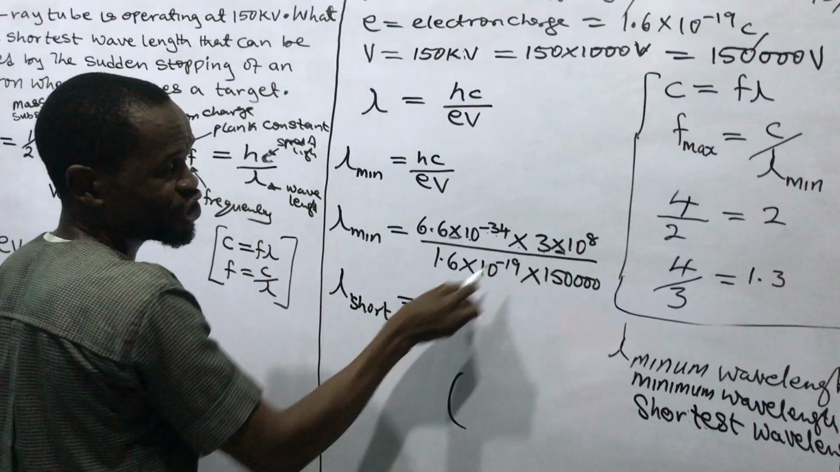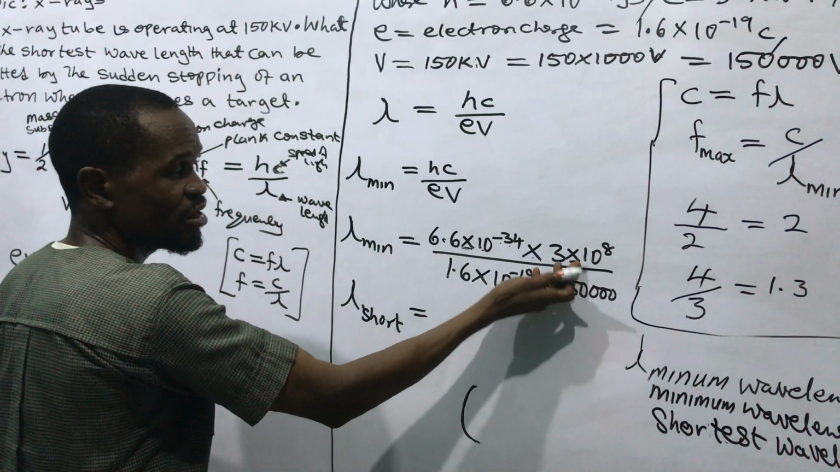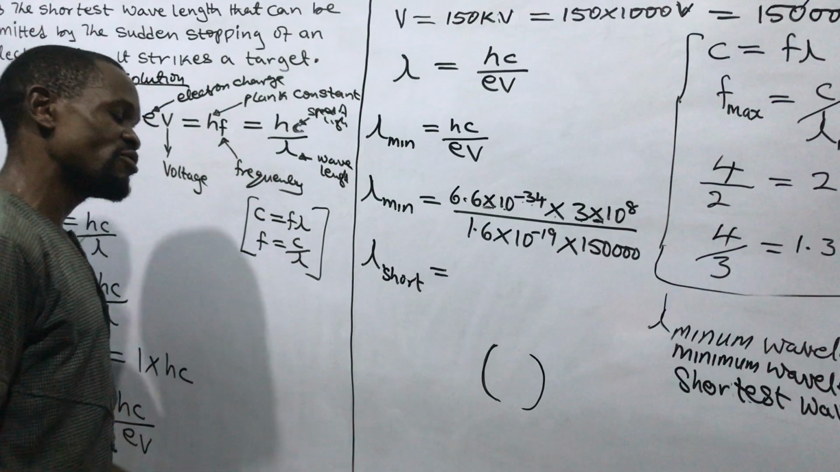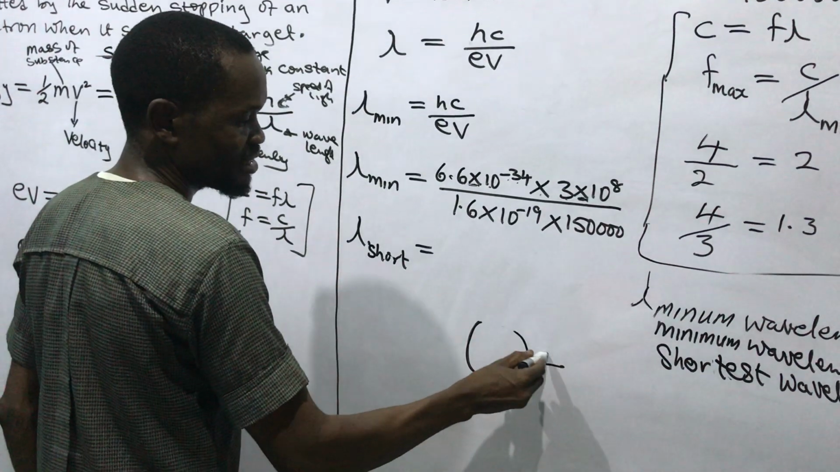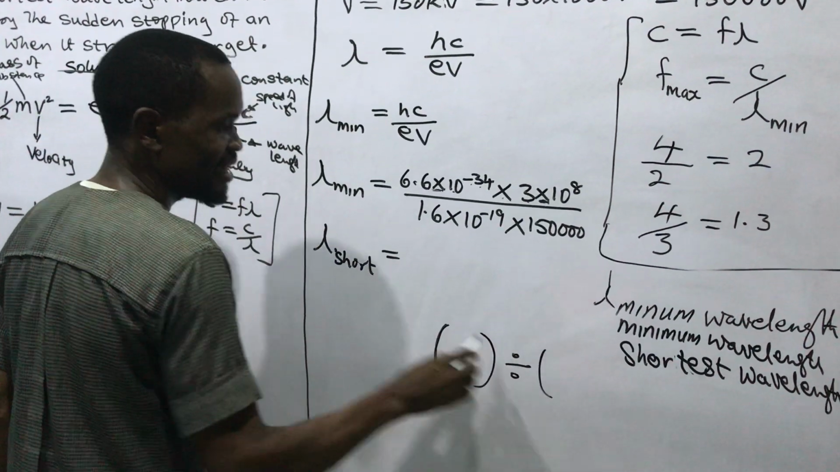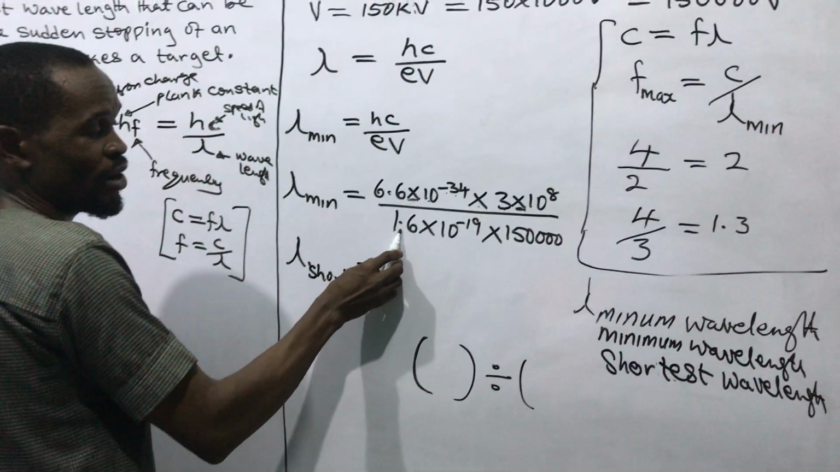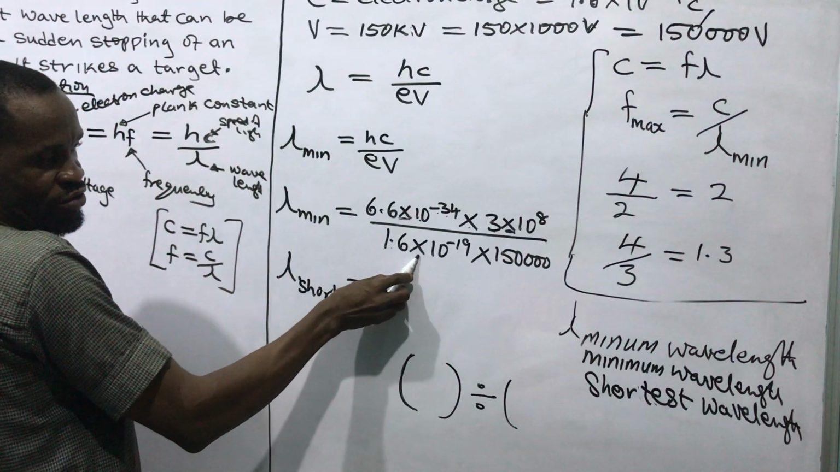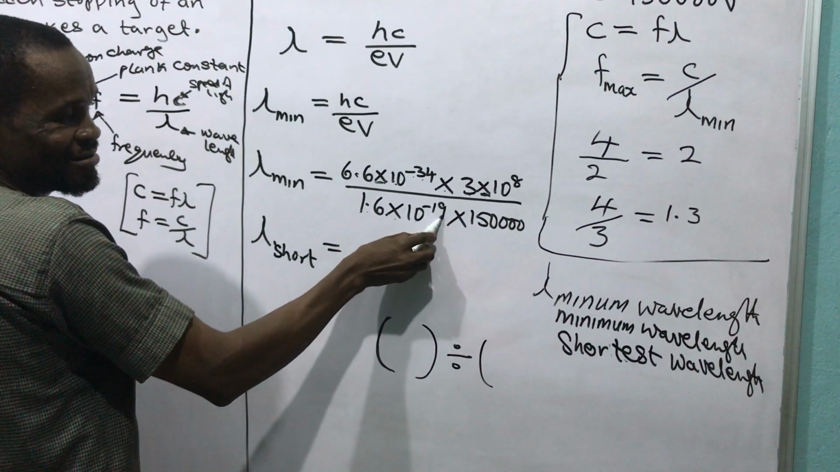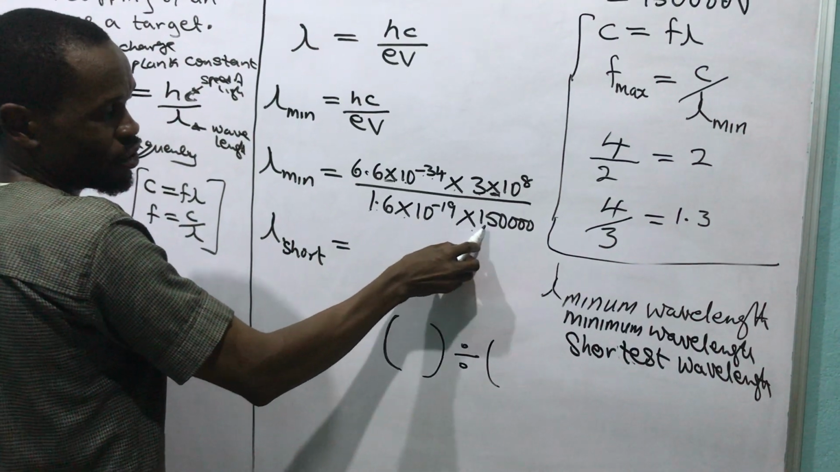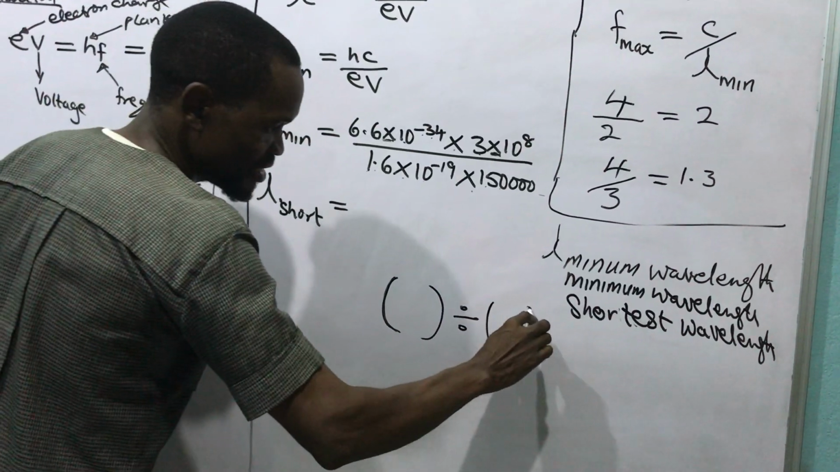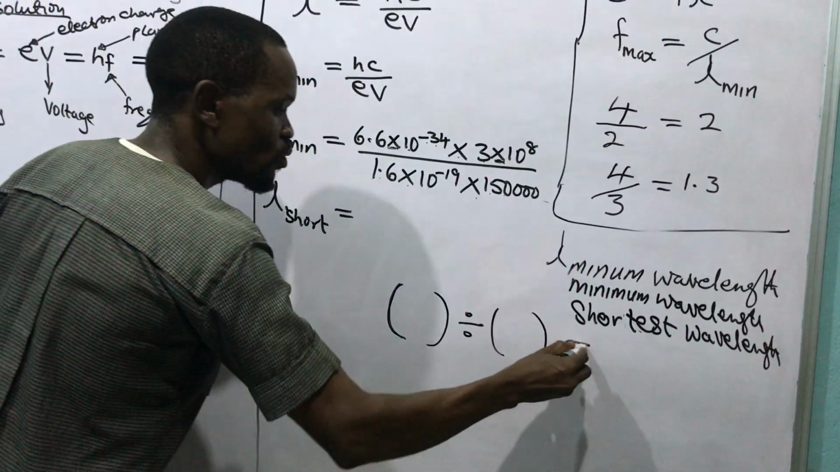Press shift, press log, then 8. Close the bracket. Have you closed the bracket? Then you press divide. You open bracket again. You press 1.6, shift, log, minus 19, times 150,000. When you press it, you close, then you press equals to.